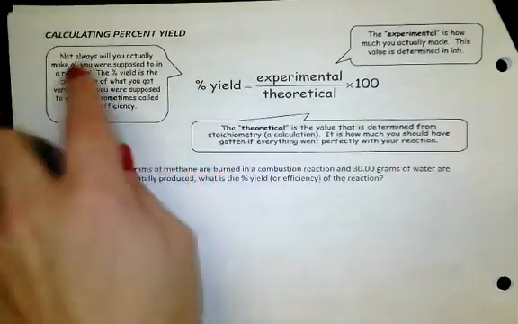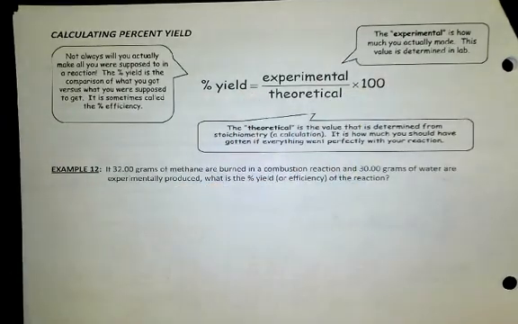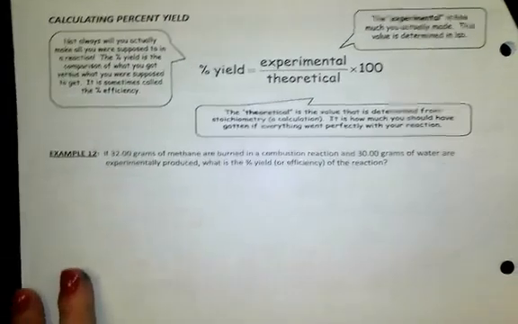So not always will you actually make what you were supposed to. The percent yield is the comparison of what you got versus what you're supposed to get. Sometimes it's called the percent efficacy or efficiency. Okay. So here's how we calculate it. In our first example, it says that if 32 grams of methane are burned in a combustion reaction and 30 grams of water are experimentally produced, what is the percent yield of the reaction?